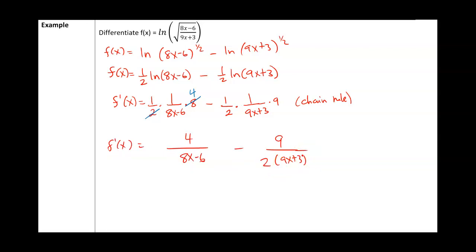9x plus 3. And in this case, no need to multiply by y because the left side didn't have the 1 over y since we already had a natural log, whereas the previous example did not.